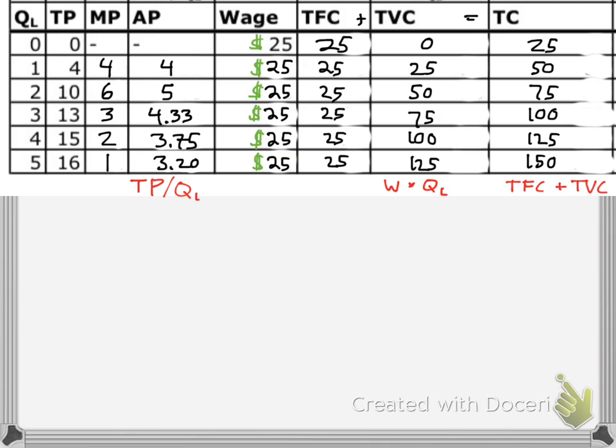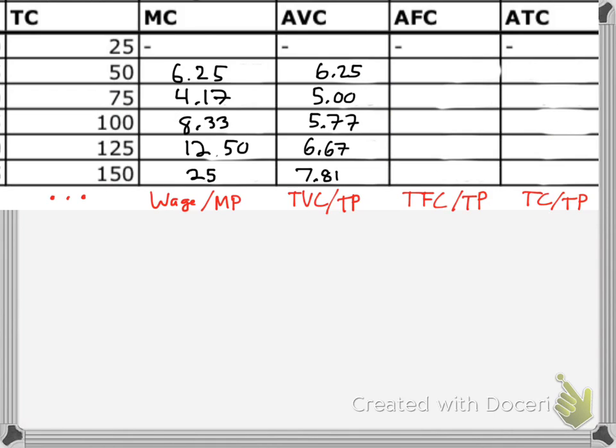So now we're looking at our total fixed cost divided by the total product. So that'd be 25 divided by 0, 25 divided by 4, 25 divided by 10, 25 divided by 13, 25 divided by 15, 25 divided by 16, and that was how we would acquire the average fixed cost. So I'm going to put those values in.